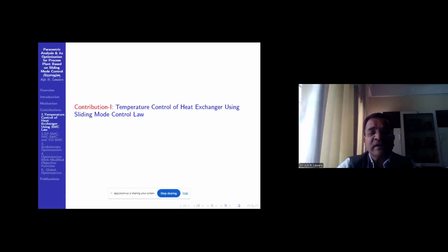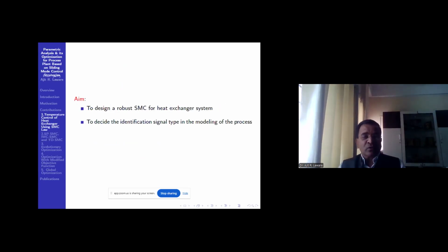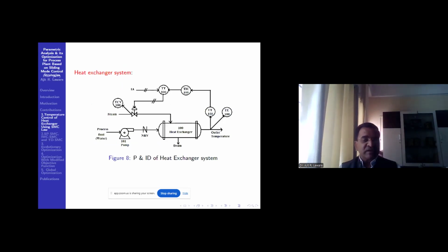So first, it is a very simple and basic system, the heat exchanger. The aim is to design a robust SMC and to identify the signal type for modeling this one. This is the process and instrumentation diagram for the heat exchanger system. So two working fluids are there: one is water and another one is steam.